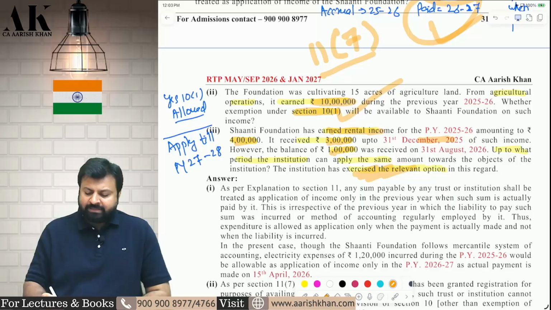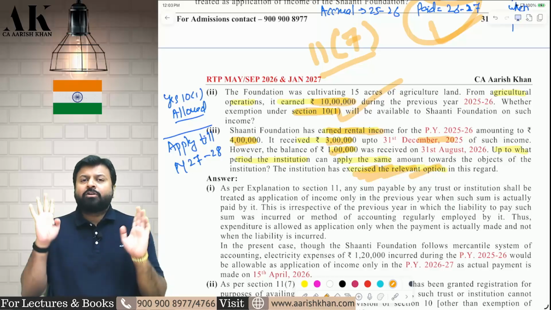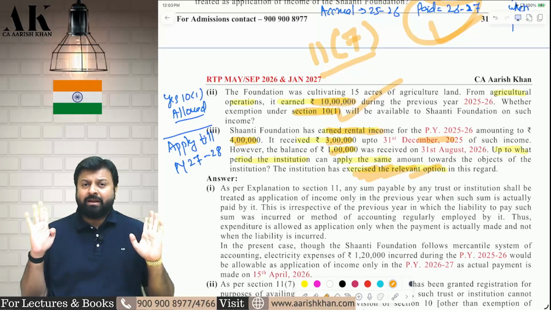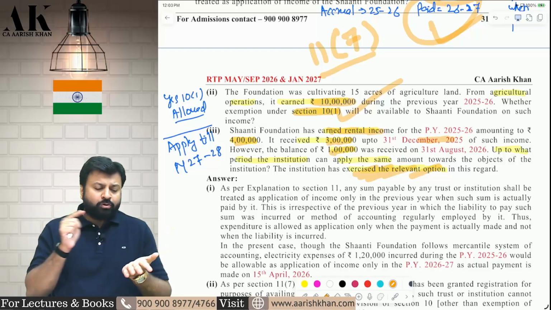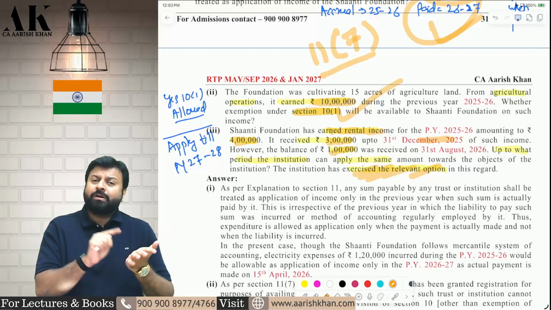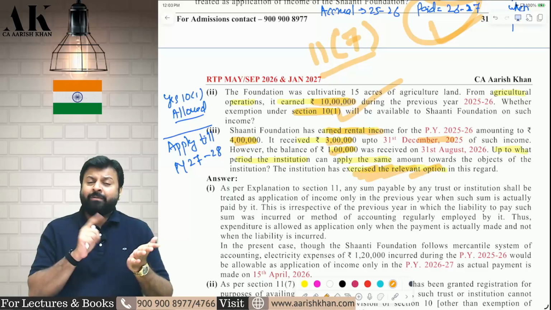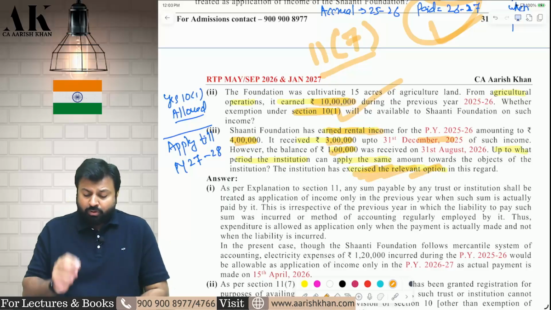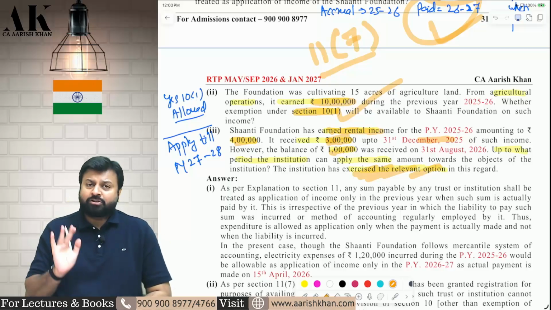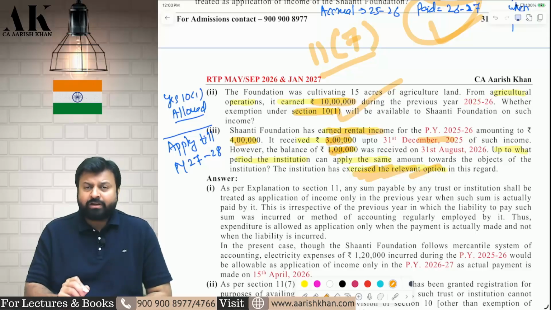So the trust has exercised the relevant option. That 1 lakh rupees I have not received; whenever I receive it, I will apply. The law says that you should apply when you receive, or in the year following the receipt. Otherwise, it will be deemed income of the year following the receipt. So 3 lakh rupees you have received, that's okay. You have applied. 1 lakh rupees you have not received, so you have made an application for deferral.